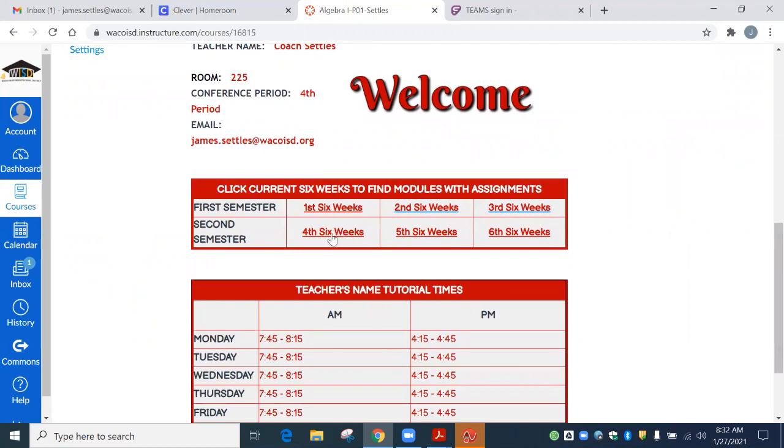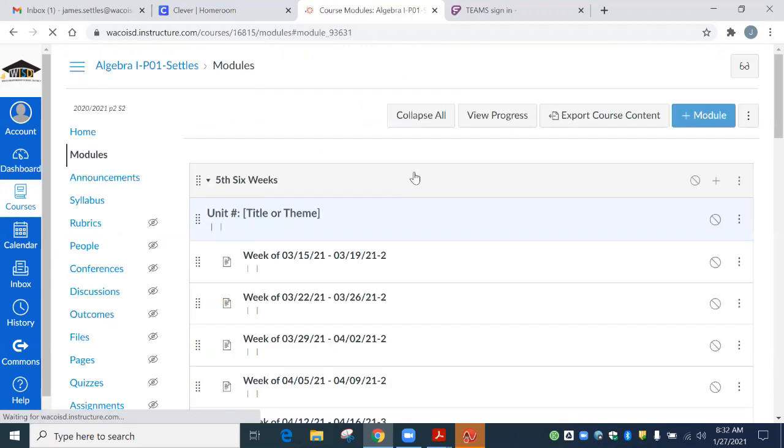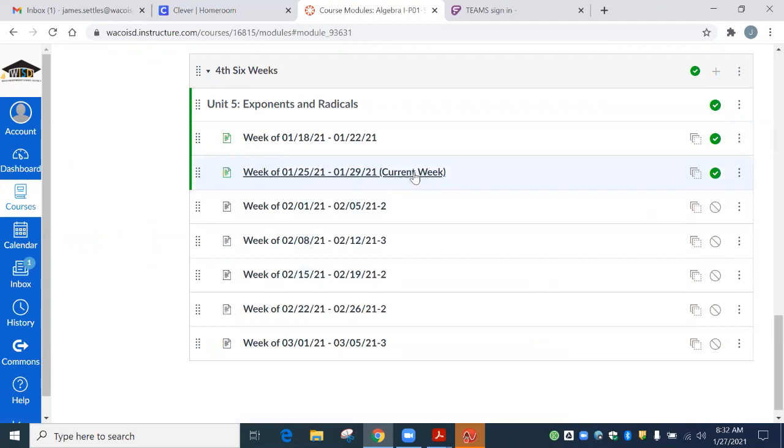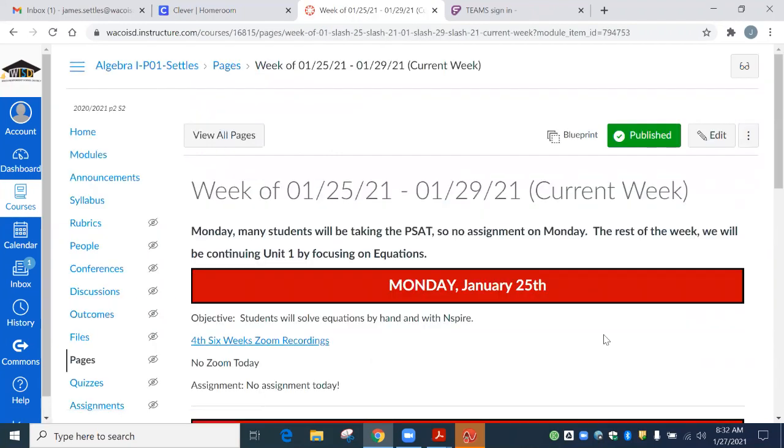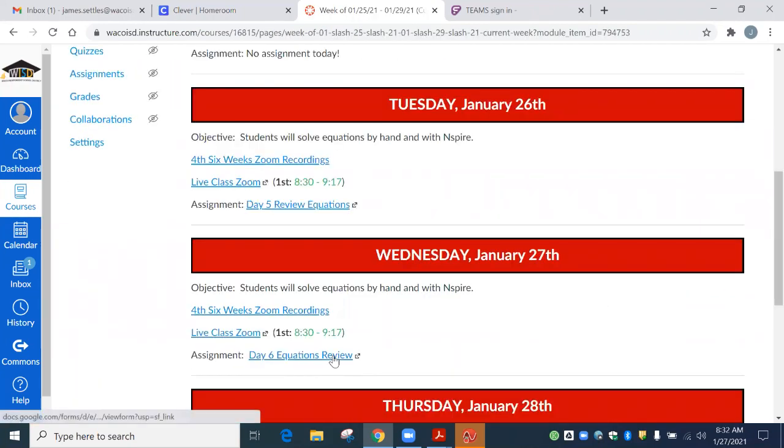And anytime you need the day's assignment, which should be every day, you're going to click on the 4-6 weeks. You'll click on the current week. Usually I have the words current week on the current week. And then you'll go down to the day. So there's today's assignment right there.